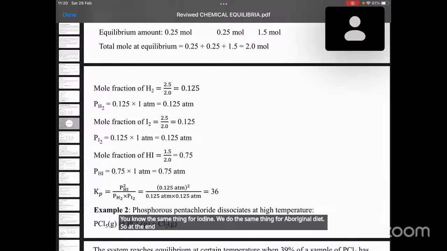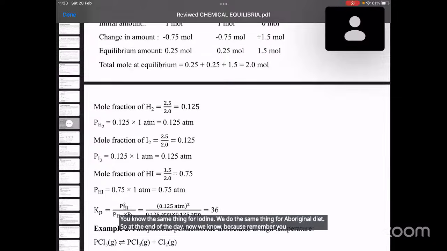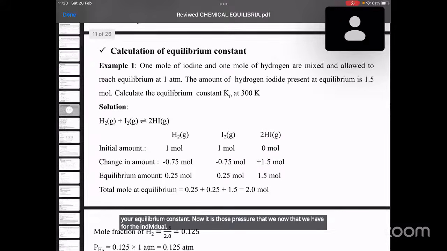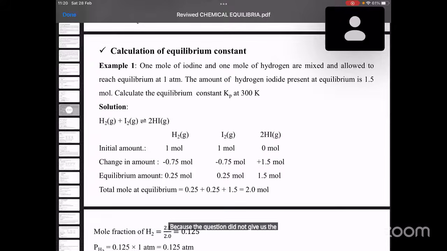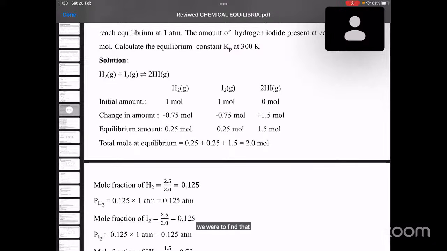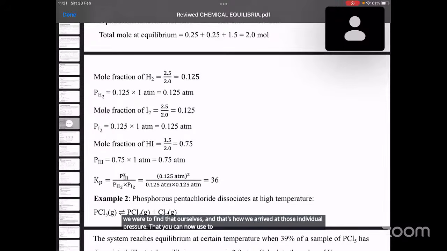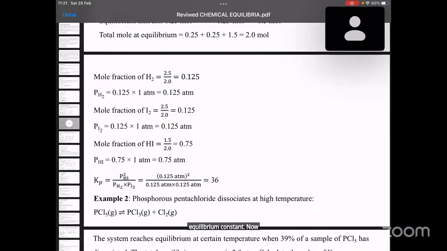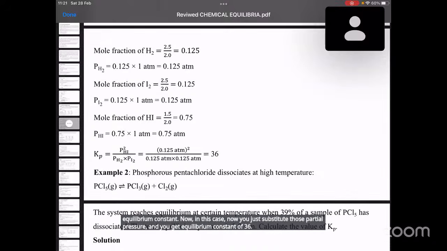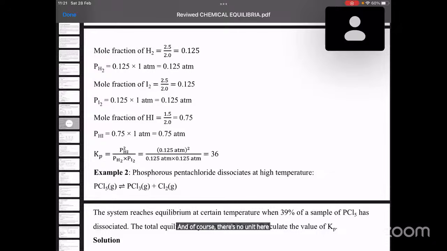At the end of the day, remember you want to calculate your equilibrium constant, and you need the partial pressure of each of them to do that. The question did not give us the pressure exerted by each of the gases. We were to find that ourselves, and that's how we arrived at those individual pressures that you can now use to calculate your equilibrium constant. You just substitute those partial pressures and you get an equilibrium constant of 36. Of course, there's no unit here, because you have atmosphere squared divided by atmosphere squared.